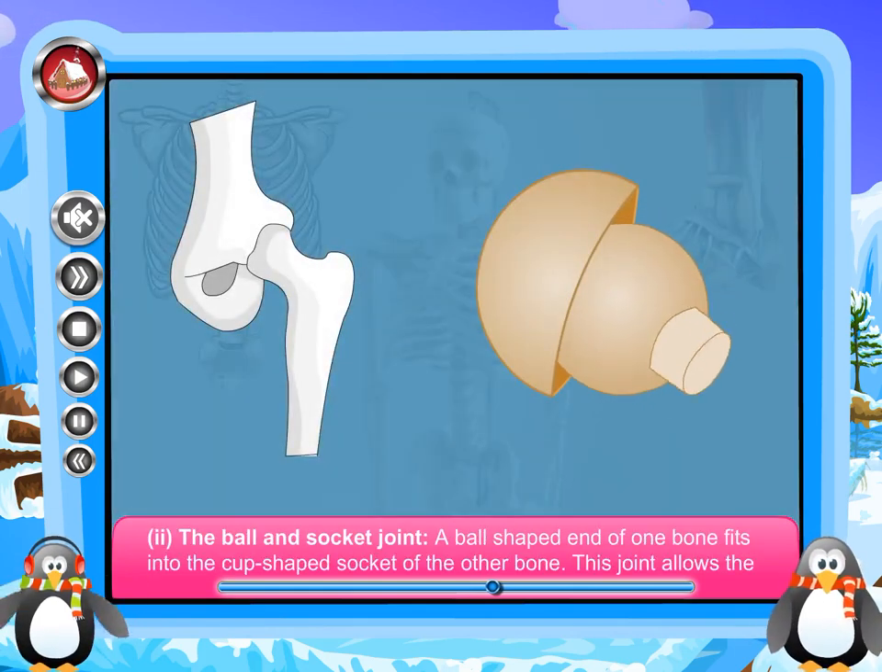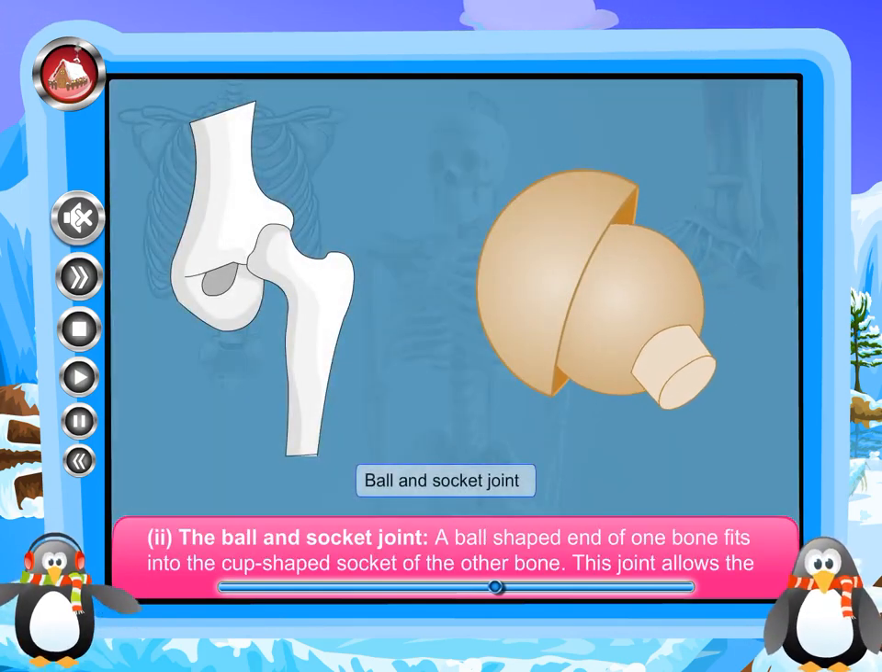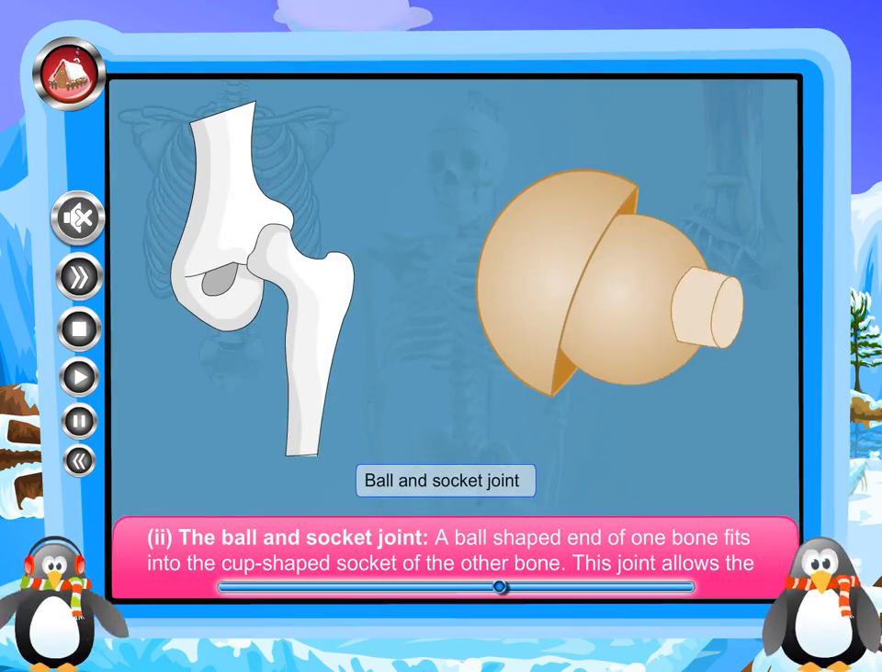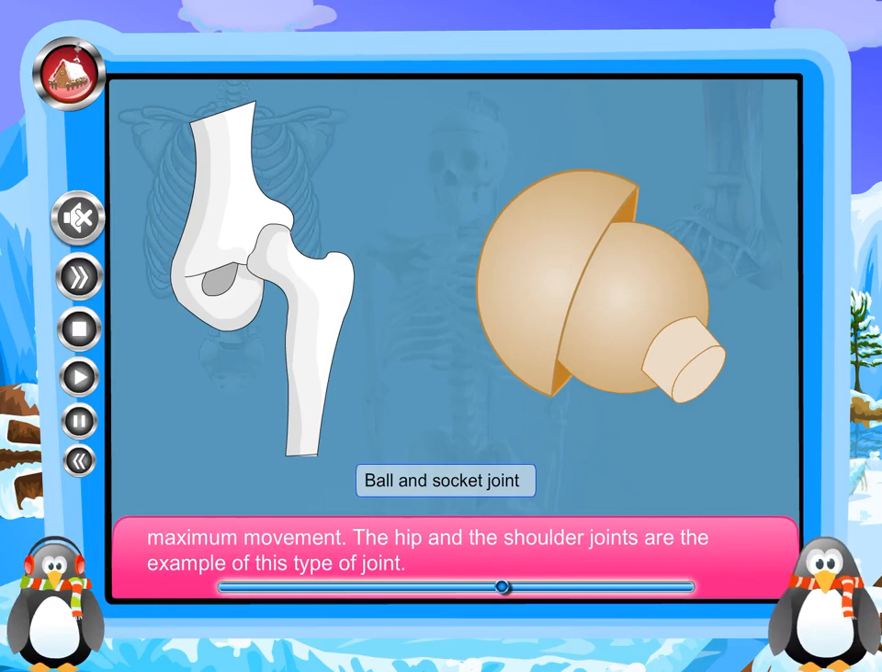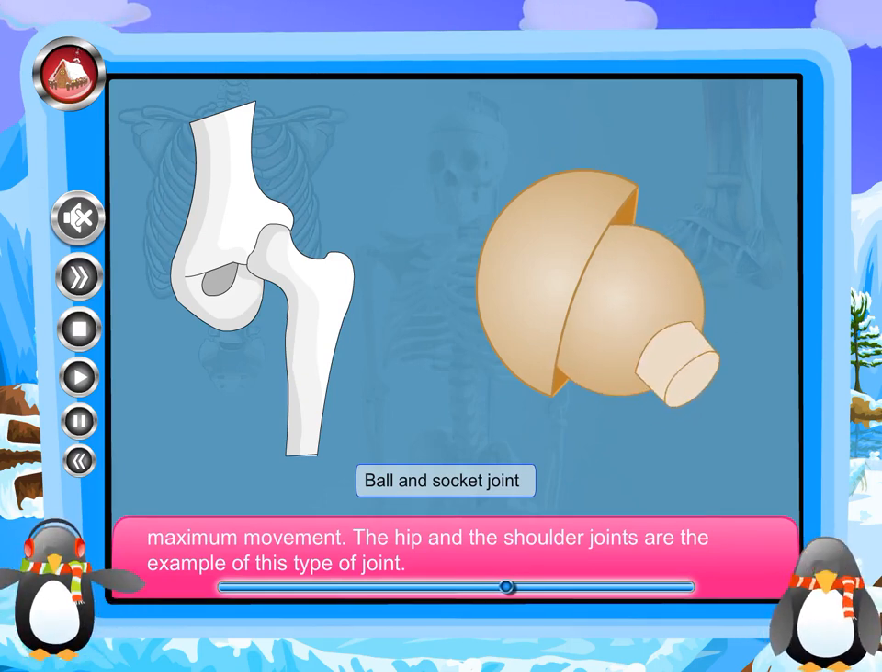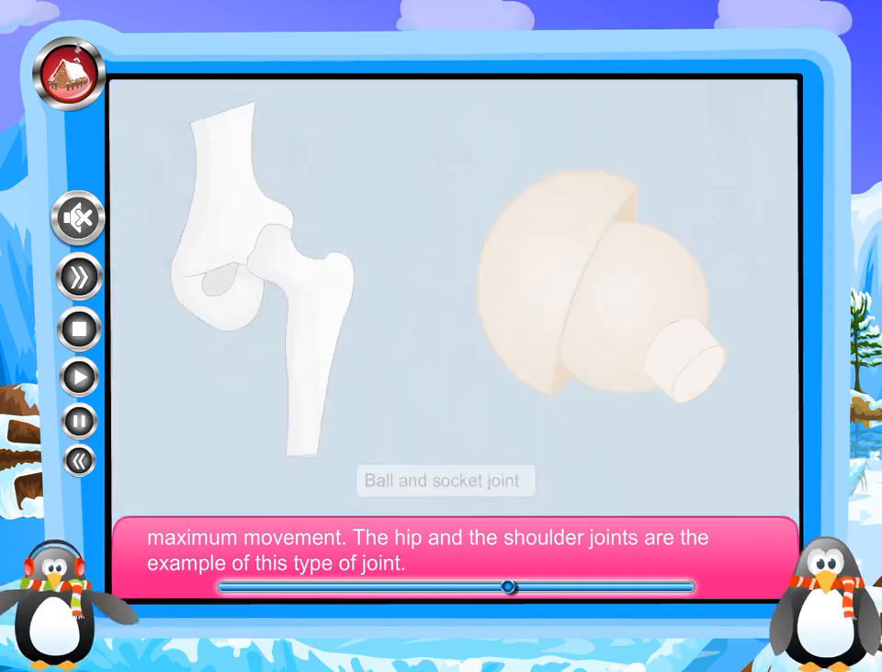The ball and socket joint. A ball-shaped end of one bone fits into the cup-shaped socket of the other bone. This joint allows the maximum movement. The hip and the shoulder joints are the example of this type of joint.